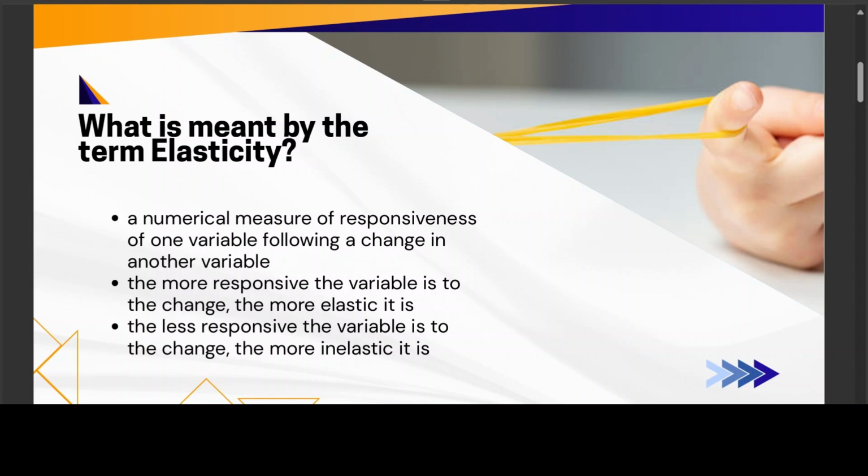It can be very useful in the case of elasticity because it measures how responsive those changes are to the following change. Okay, the more responsive the variable is to the change, the more elastic it is. So if the variable changes a lot following the first change in one variable, it means it is more elastic than we expect. The less responsive the variable is to the change, the more inelastic it is.